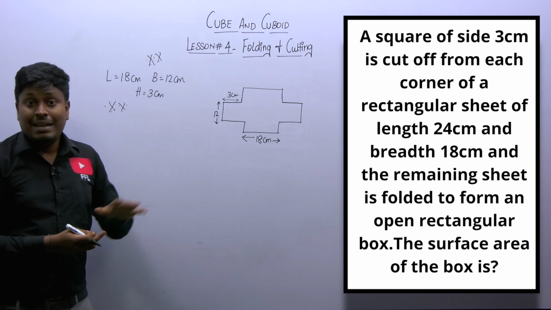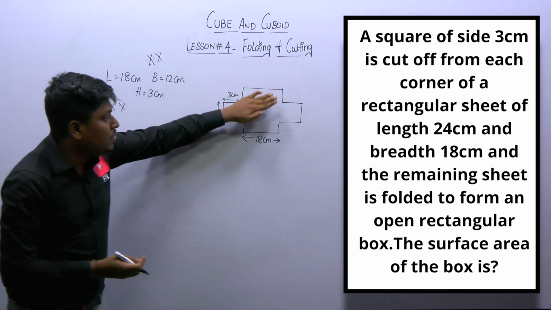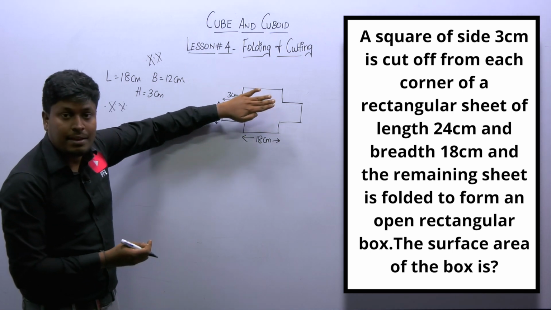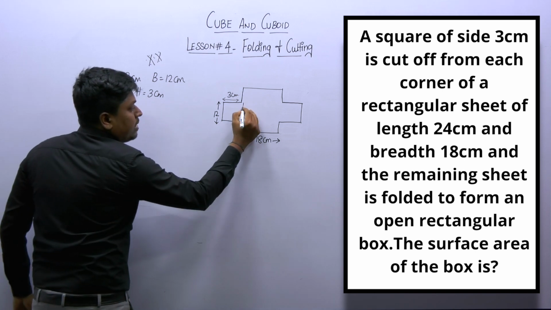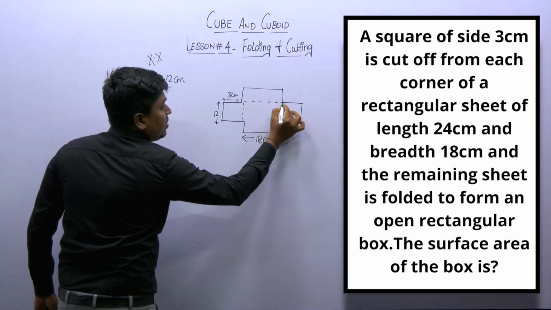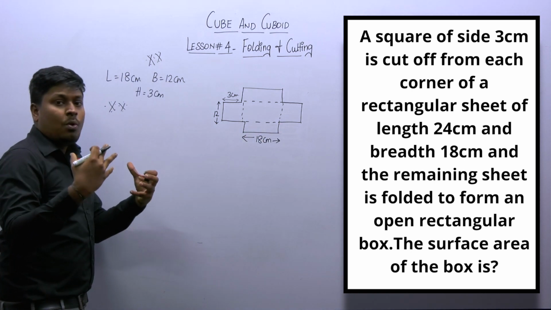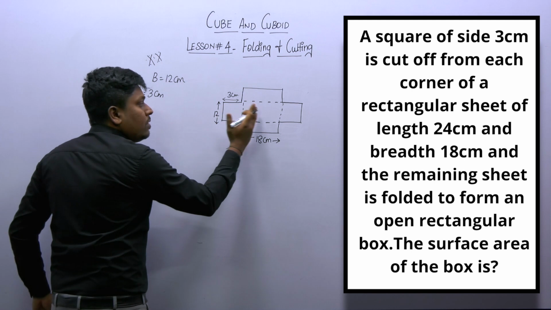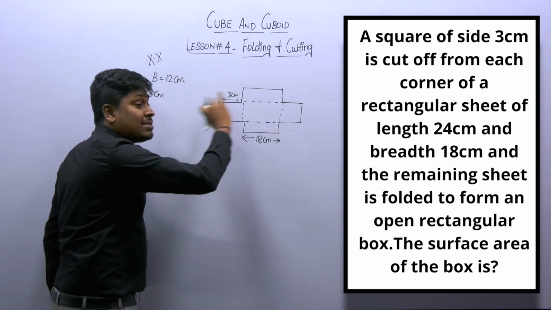Just listen here, friends. It's a cuboid, a rectangular box. But listen here, we don't have a topmost layer. Yes or no? Right? We have this region. If we fold a box like this, you need to imagine this area, or else you can't solve it. Just imagine an open rectangular box. If we fold all these regions towards this side, we will get an open rectangular box.